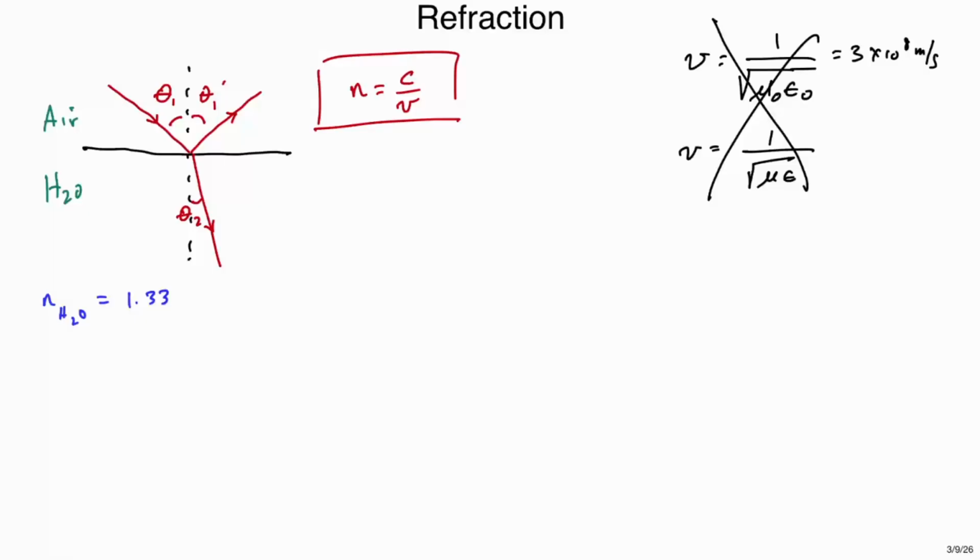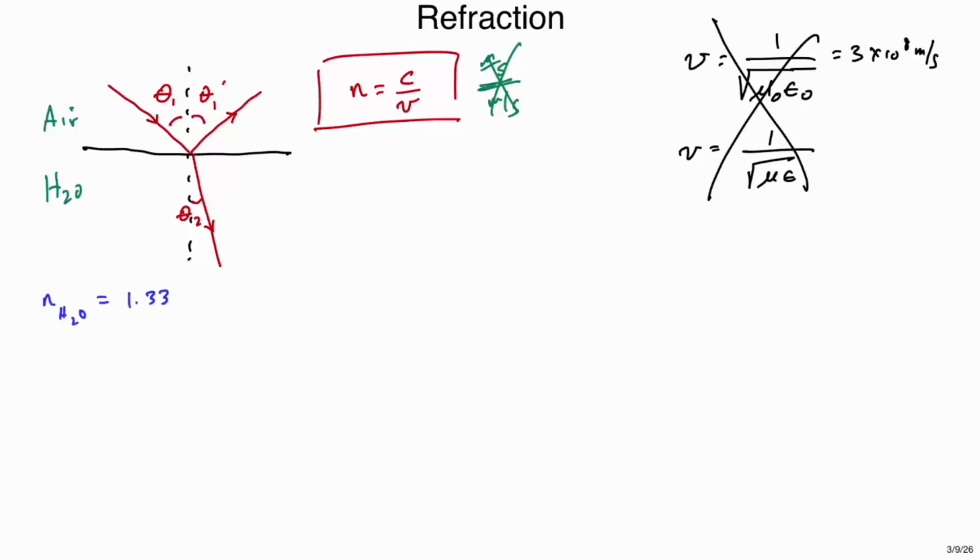What are the units of the speed of light? Meters per second. And what are the units for velocity? Meters per second. So what are the units for the index of refraction? Right? It's a unitless number. That's why you won't see me put any units on it. So 1.33, and this is repeating, for water.